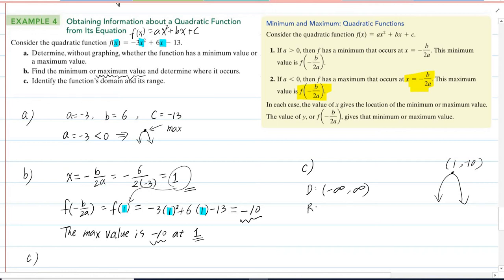Then we look at range. Range looks up and down, so we always start with the smaller numbers. Here are the smaller numbers, from negative infinity, and then we go up, up, up until we meet right here, which is negative 10. That will include negative 10. That is your range.